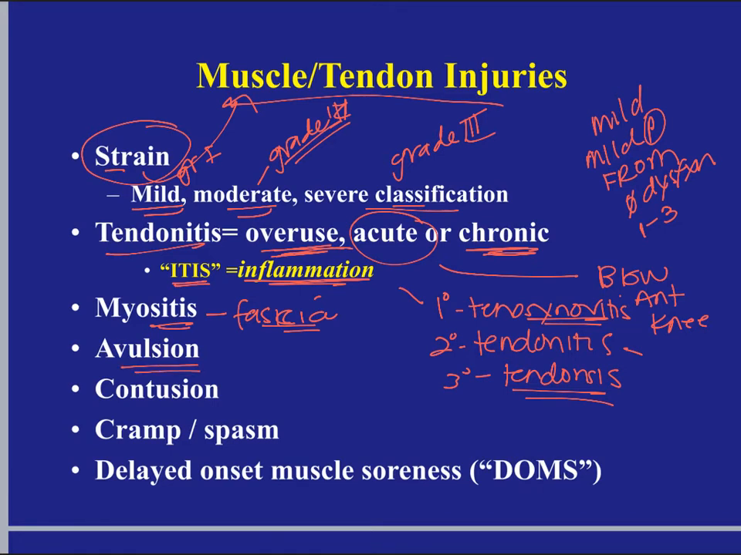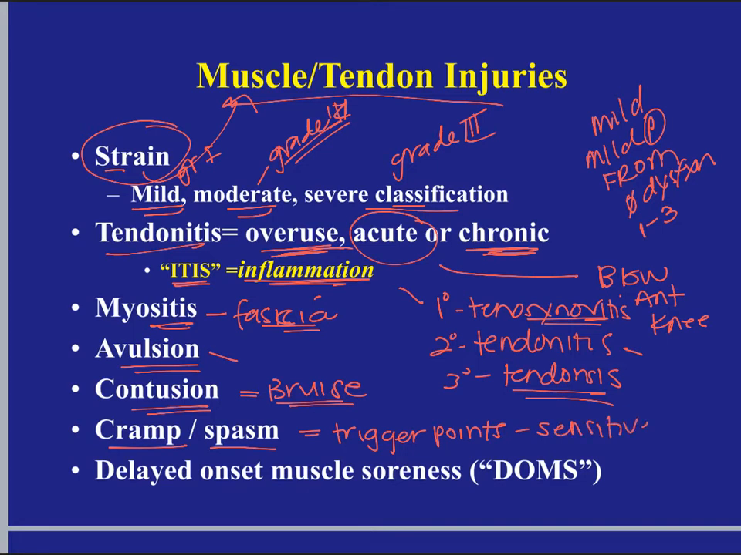In avulsion, we've talked about a lot, that is a muscle or a tendon or a ligament pulling away from its either proximal or distal attachment. You've got contusion, which is a bruise, but don't use that in class. Use contusion. You've got cramps and spasms, which essentially are trigger points. We could call them trigger points, or sensitive spaces within the muscle.